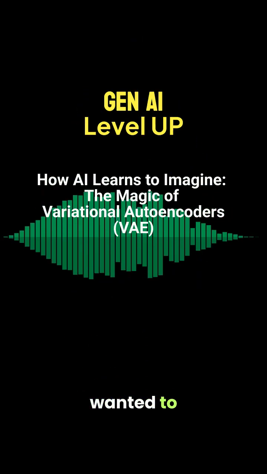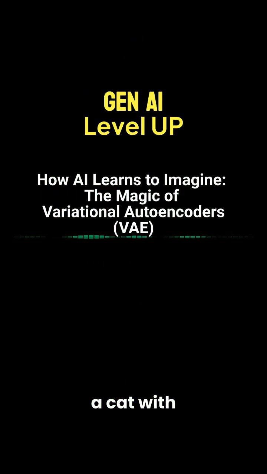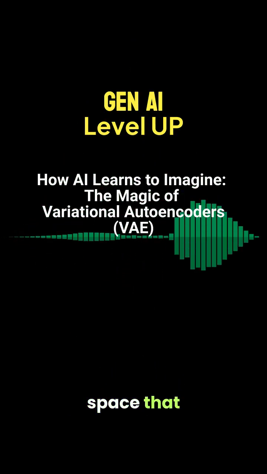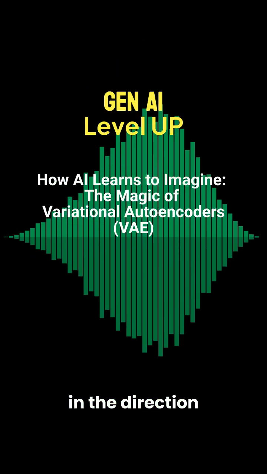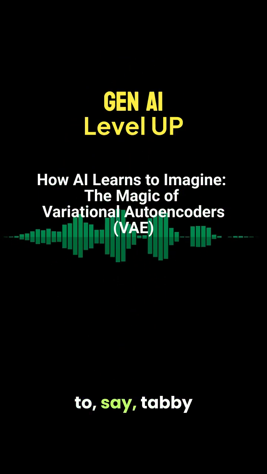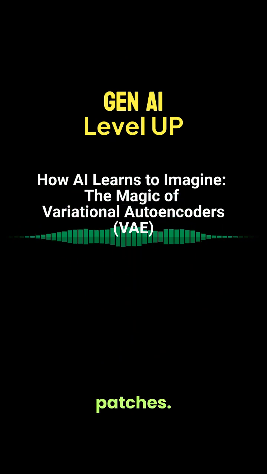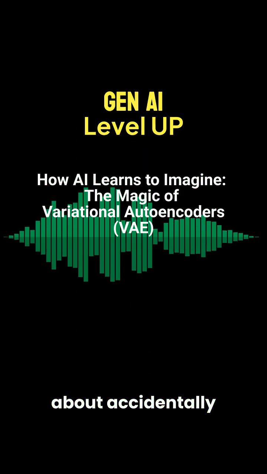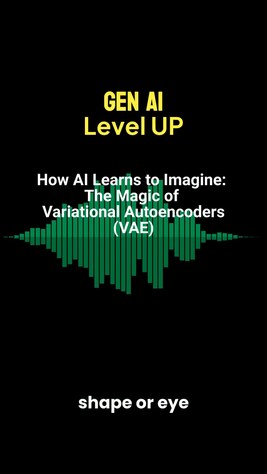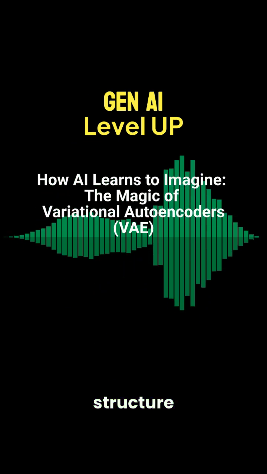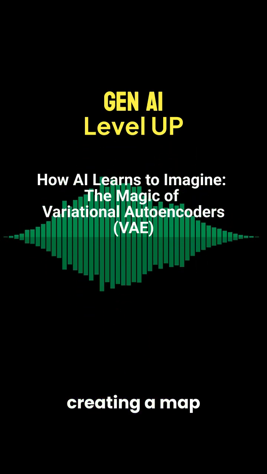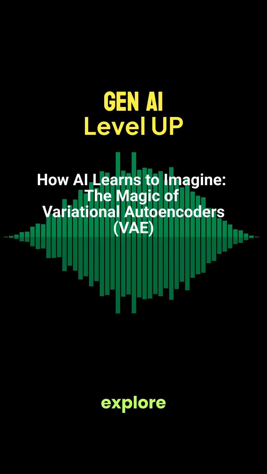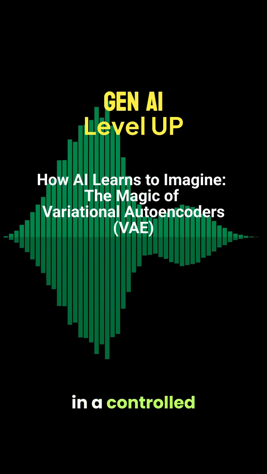So if I wanted to generate a picture of a cat with a specific fur pattern, I could take a point in the latent space that represents a cat and move it slightly in the direction that corresponds to, say, tabby stripes or calico patches. And because the latent space is structured, I wouldn't have to worry about accidentally changing the cat's ear shape or eye color. Exactly. By imposing structure on the latent space, we're essentially creating a map where we can navigate and explore different variations in a controlled way.